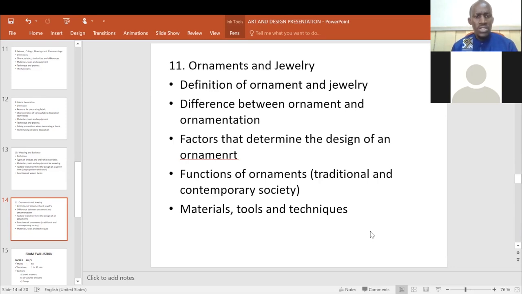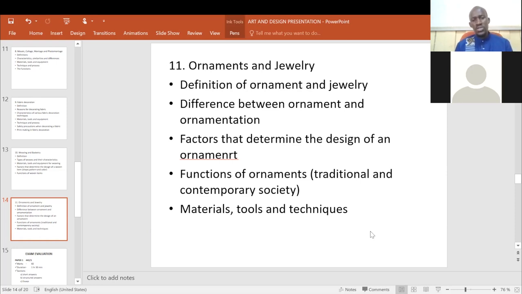Again, it is also good to understand the factors that determine the design of an ornament. What are these factors that we need to consider when designing an ornament? Then we can talk about the functions of the ornament. We have both the traditional functions of ornament, and in the contemporary society, we also have the functions of an ornament. What is the difference between the two? The functions of the ornaments traditionally and the functions of the ornament currently in the contemporary society.